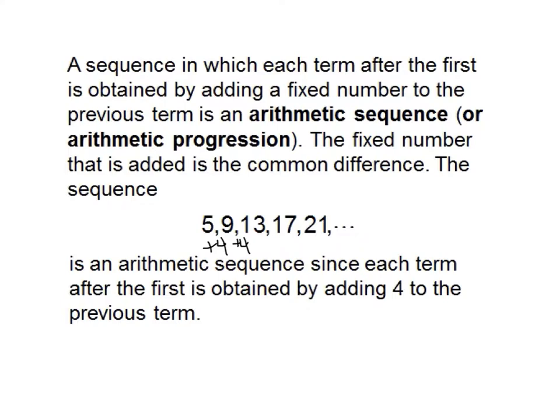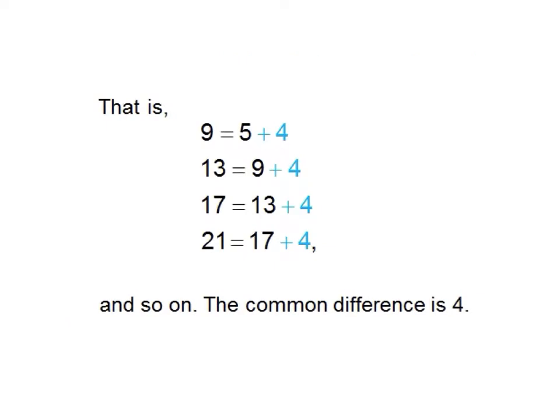The number that you add is called the common difference. So if you look at it in this way, we started with 5, added 4, and got 9. We took 9, added 4, and got 13. We had 13, added 4 to get 17. Took 17, added 4, and got 21. So, because of this fact that we're adding the same value each time, that common difference is 4.